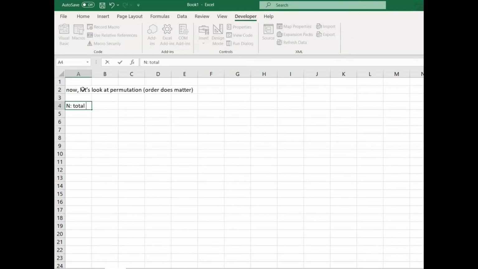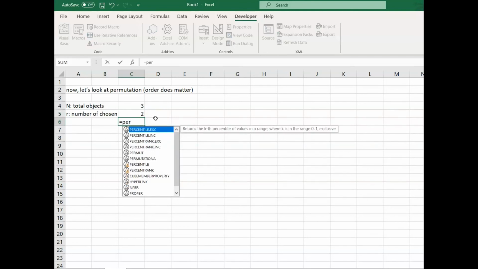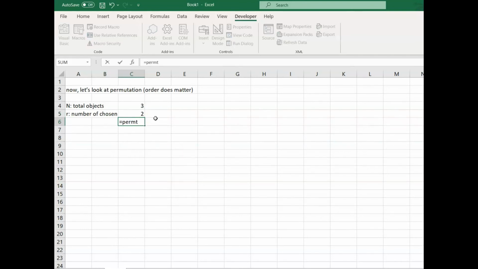And first, let's enter N. It's total objects, the total number of objects. As in our previous example, we have 3 employees. R is the number of chosen, the number of objects we plan to choose out of N. Using the same example, there are 2 positions, CEO and VP, 2 out of 3. We use PERMUT.